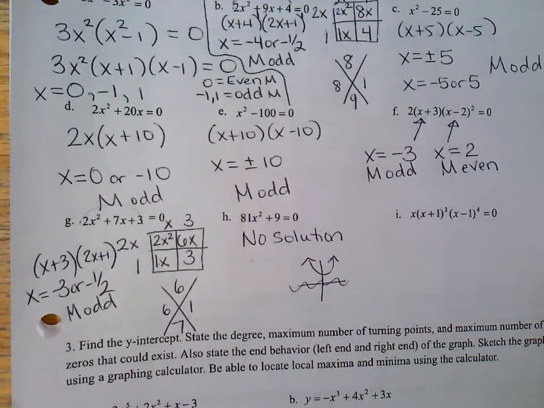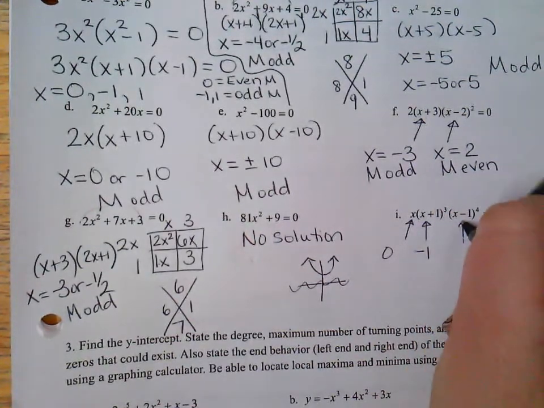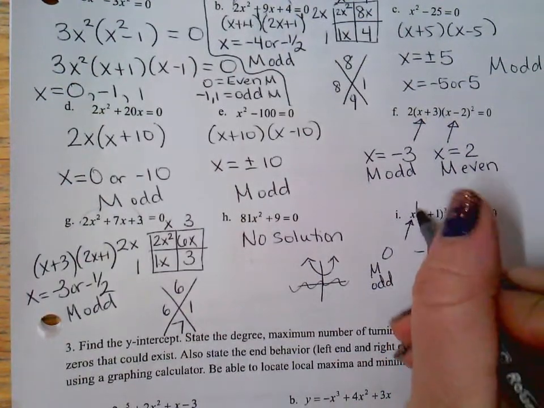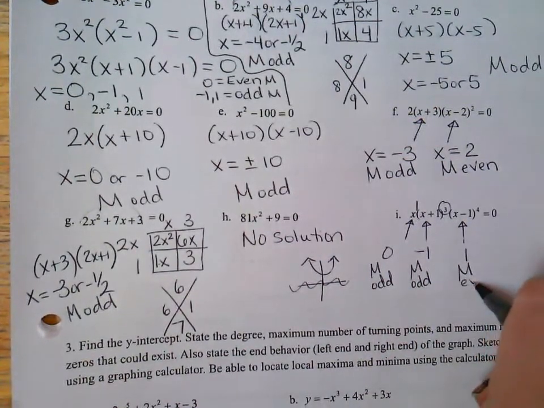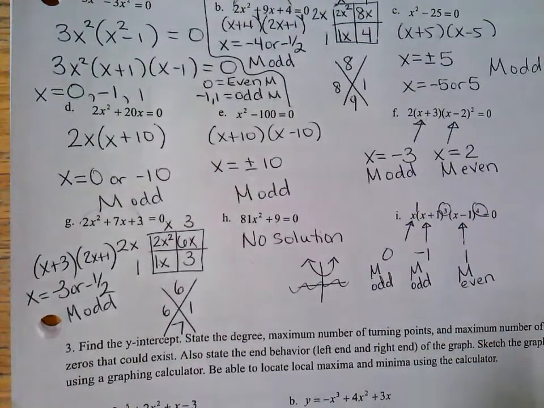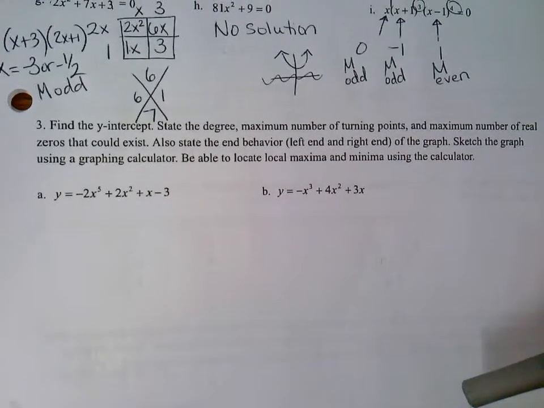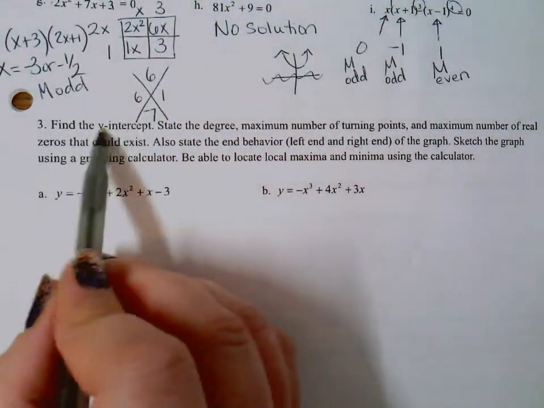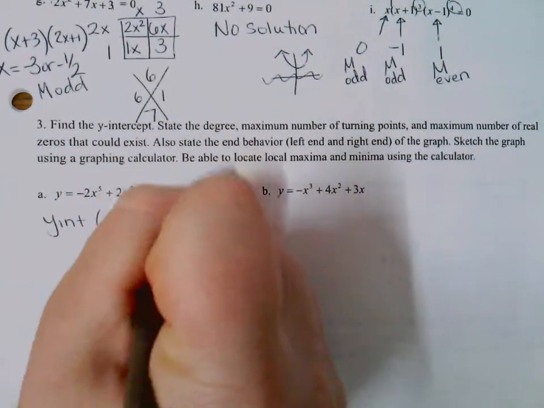Okay, letter I. Let's see, so 0, -1, +1. This has a multiplicity that's odd because it's to the first power, multiplicity that's odd because it's to the third power, and multiplicity that's even because it's to the fourth power. The last step was kind of putting together a bunch of information and sketching a graph and using a calculator when you needed it. So on number 3, standard form, to find the y-intercept, you plug in 0 for x. So my y-intercept is at 0, -3.